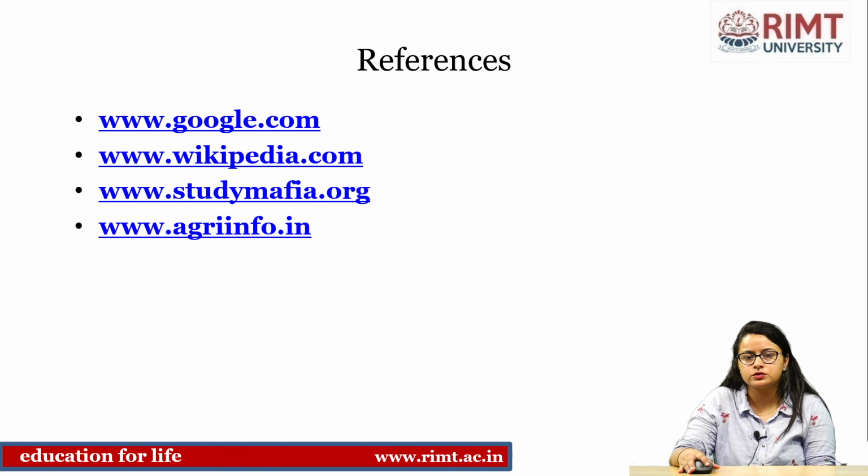And these are references to see and know more about organic farming: www.google.com, wikipedia.com, studymafia.com, agriinfo.in and AgriMoon. These are agriculture sites and references for organic farming.